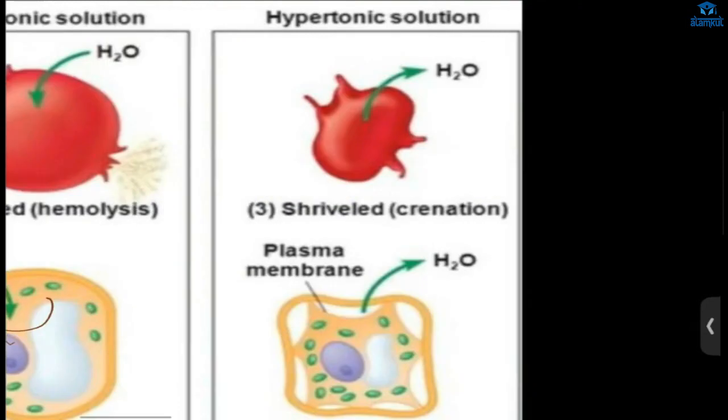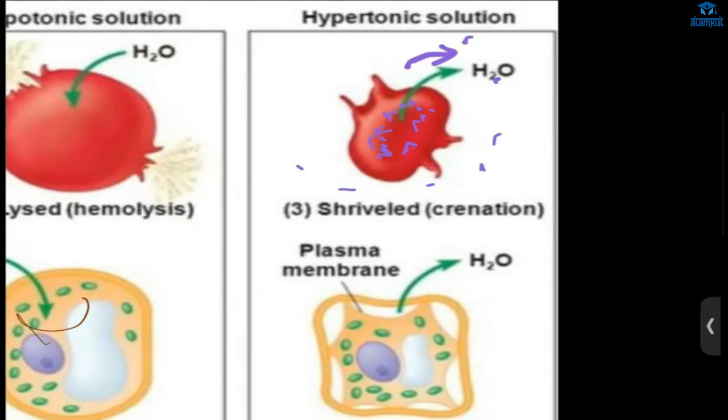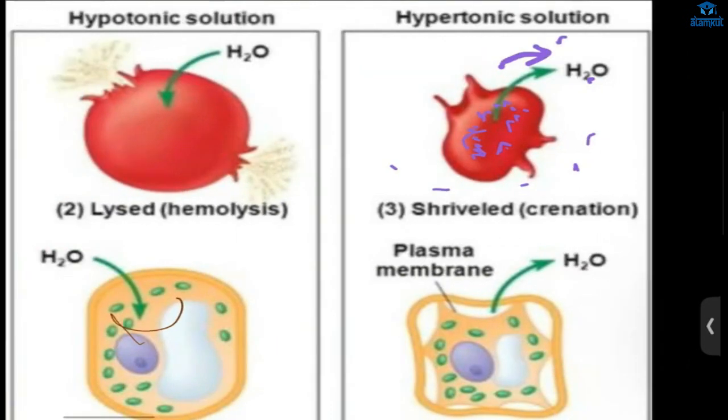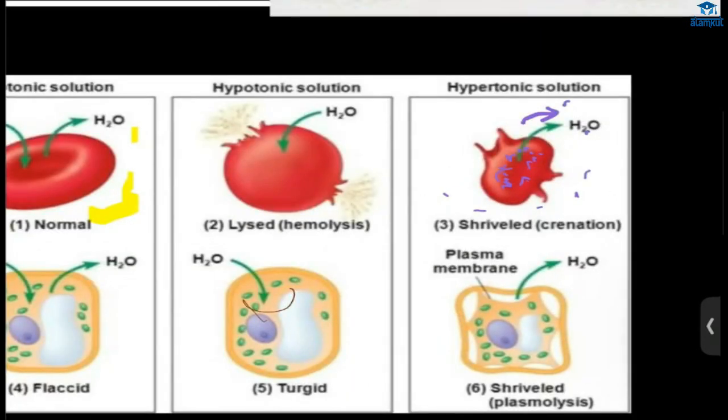Lysis means breaking. In the hypertonic solution, the concentration of water is more inside the cell and less outside, so water will come out. This is called crenation or shrivelling. Which osmosis is occurring here? In the hypotonic case it is endoosmosis, and here it is exoosmosis.